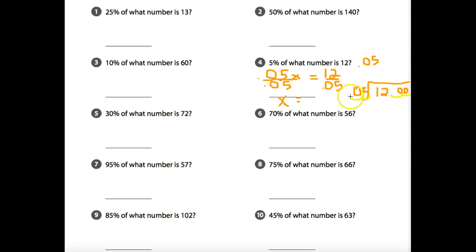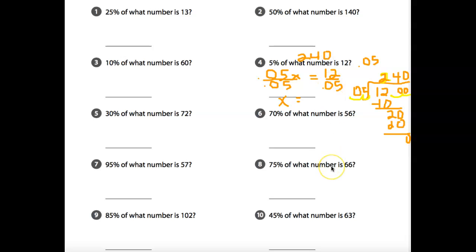Now we have 5 into 1200. 5 will go into 12 twice. 2, so this is 10. 2 take away 0 is 2. Bring down your 0. How many 5s are in 20? 5 times what is 20? We know that's 4. 4 times 5 is 20. And then bring down your last 0. How many 5s are in 0? 0. So 5% of 240 is 12. That's how we get that.